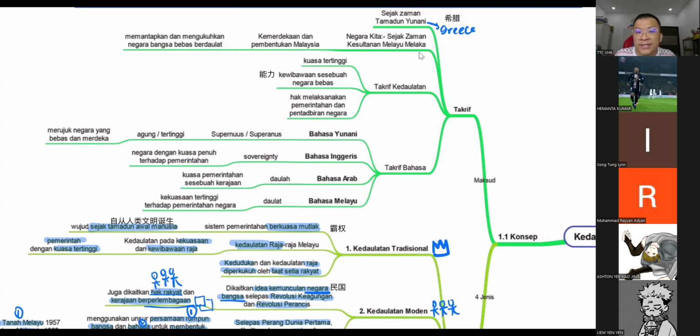Malaysia's sovereignty started since Melaka. Basically our country is a negara bangsa bebas berdaulat, a free and sovereign nation. Negara bangsa means nation. Kerajaan means kingdom; we are a nation. The nation belongs to the people. That's why it's negara bangsa. The country belongs to the people. So what defines kedaulatan?